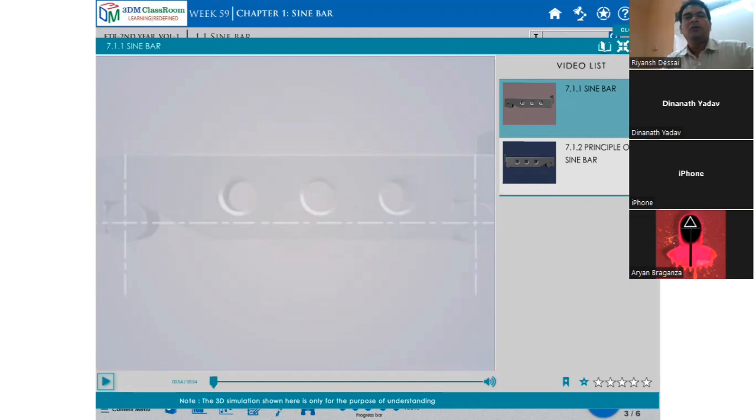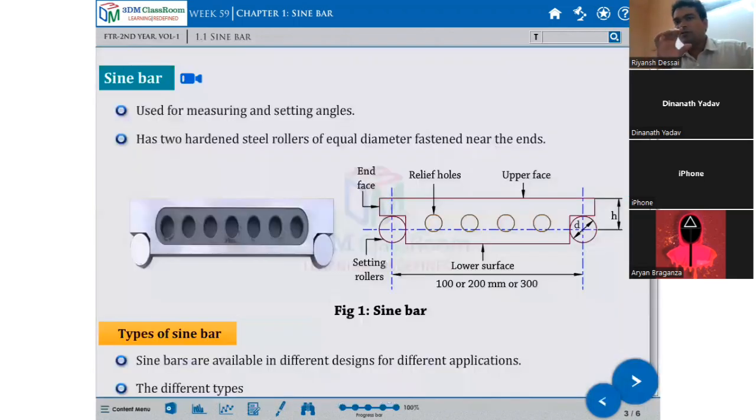I'll read it out. First one is the sine bar. What is the use of a sine bar? Material of sine bar: stabilized chrome steel. What is the purpose of the hole? To clamp the jaw. Accuracy of sine bar is one minute.